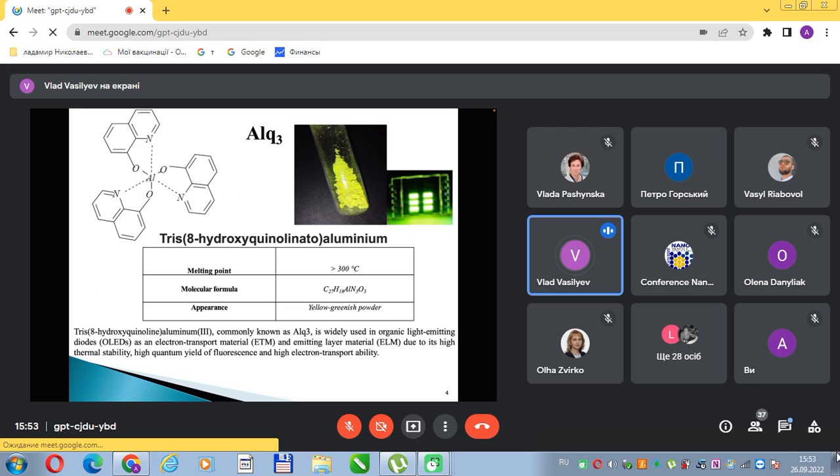This material is thermally stable, has a high glass transition temperature of 172 degrees Celsius, and can easily be thermally deposited to form a pinhole free amorphous thin film due to its intrinsic polymorphic phases. For optimal application of aluminum Q3 films, it is necessary to have in-depth knowledge of their electrical properties.